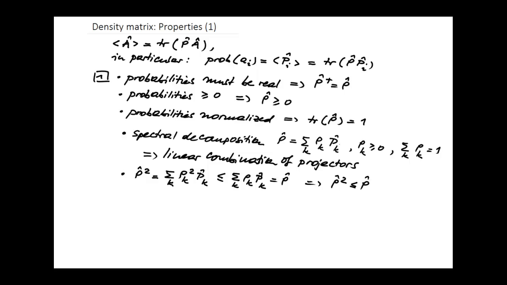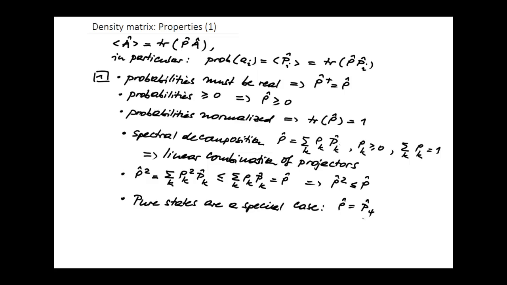In that case, the density matrix is simply the projector onto this one-dimensional subspace spanned by the vector psi. This projector satisfies all the properties above. It's Hermitian, it's non-negative, and it has trace 1. And the square of a projector is the projector itself. It's idempotent. We had this property before.